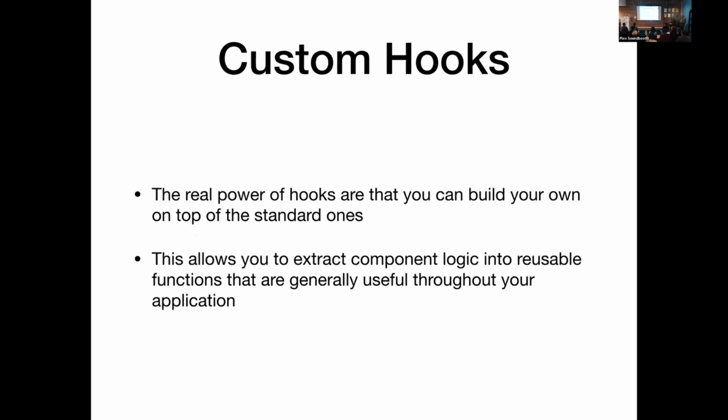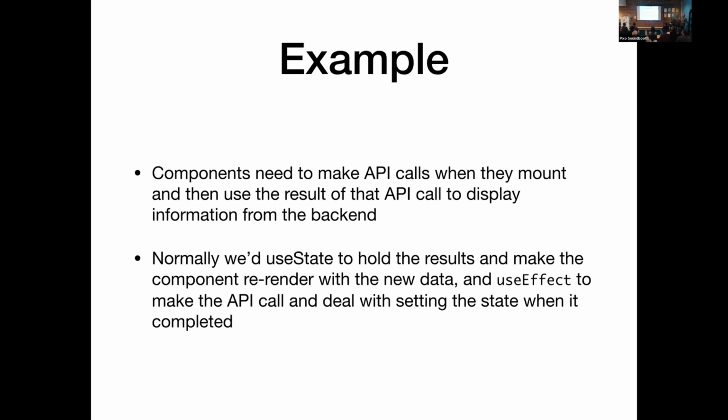So for the last part of this talk, I want to talk about a custom hook. You can write your own, and they let you do your own hook-like things that are specific to your app. As an example, a lot of times components need to make API calls, and when the result comes back, you would then set state, and your component re-renders based on the result. So normally we would use useState to hold the results, because we need state, and then we would have a useEffect that makes the API call, and that would deal with setting the state when it completes.